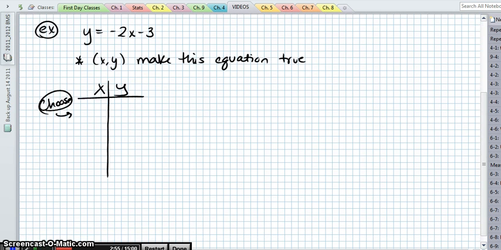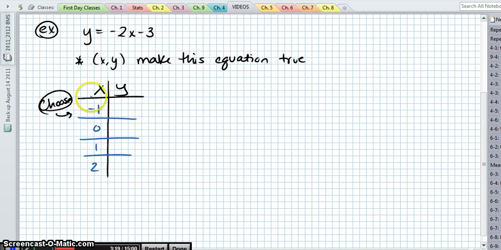You could put in all positive numbers. You could put in all negative numbers. I wouldn't be substituting numbers in like 100 unless you plan on graphing or creating a coordinate plane that extends that far. So let's just do this. Say negative 1, 0, 1, 2, something like that.